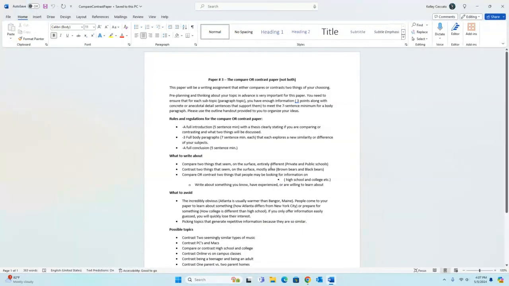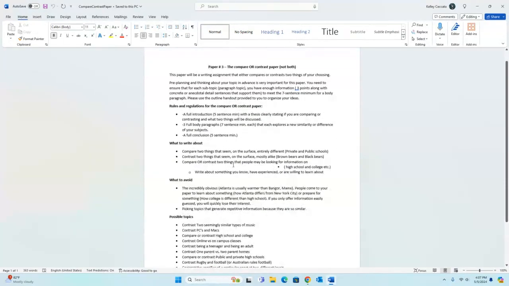And you've got some suggestions on what to write about, what kinds of things you need to work on, the compare or contrast paper, which is important. You don't talk about similarities and differences. You talk about similarities or differences. And you can compare 2 things that seem on the surface entirely different, or contrast 2 things that seem on the surface mostly alike.